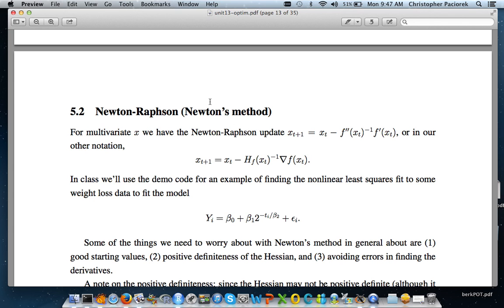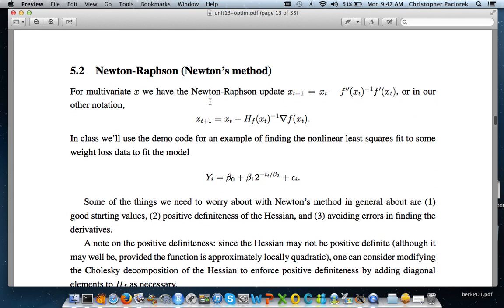Okay, so we can think about in multiple dimensions what are the things we need to think about. Well, we've already talked about what we need to think about in one dimension for Newton-Raphson. We need to worry about what are good starting values. We need to worry about divergence. We need to worry about when the second derivative is too close to 0 and we end up dividing by something that's 0, which relates to the idea that we might end up having this thing diverge. All of those things can arise here.